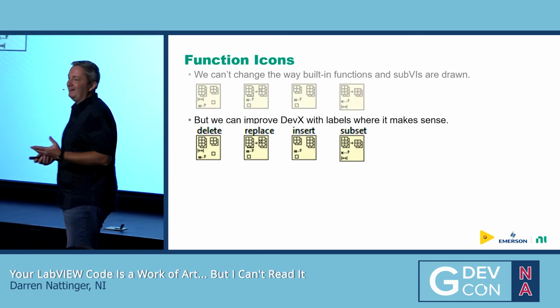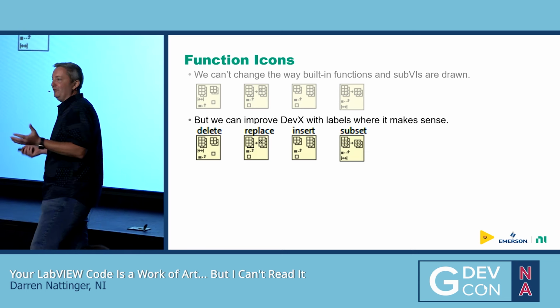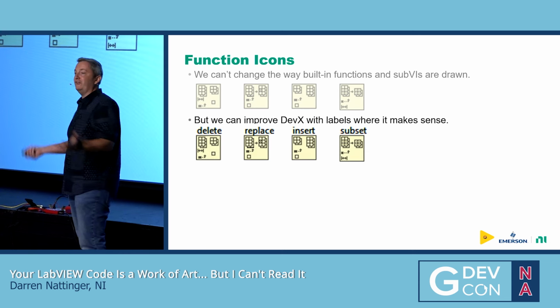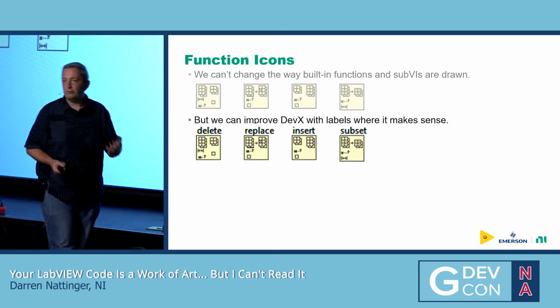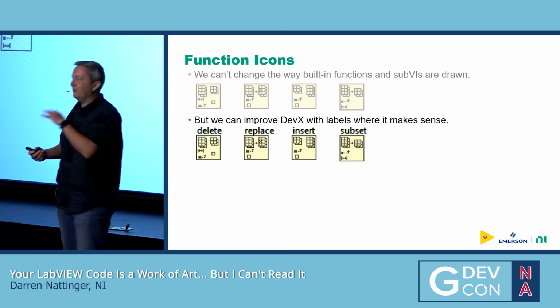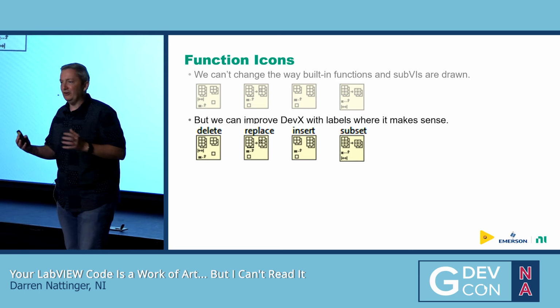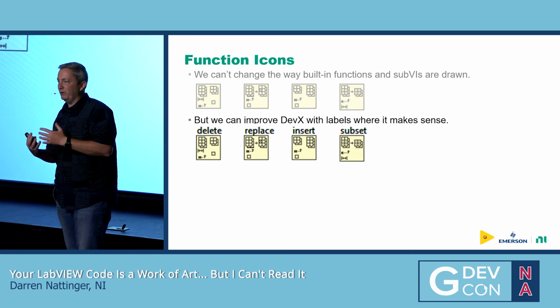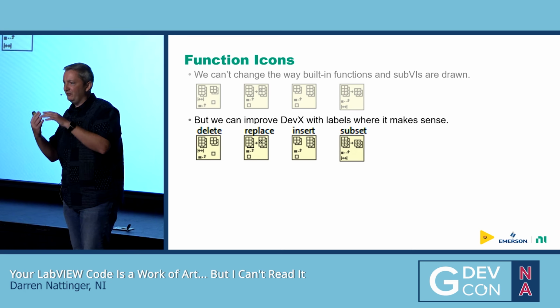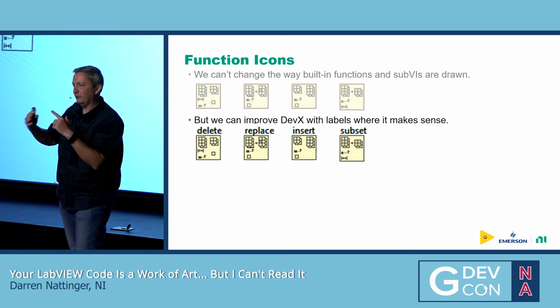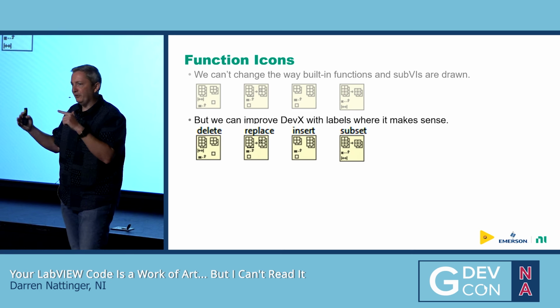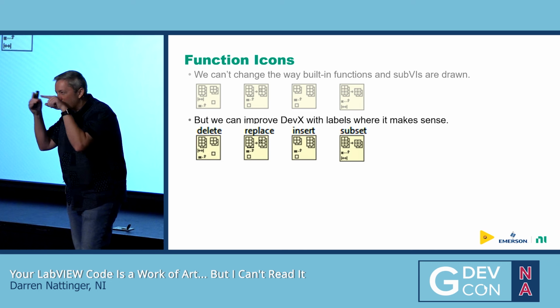So yeah, we can't change the way built-in functions in LabVIEW are drawn. I'm not suggesting that we should. But there are a lot of times for readability purposes where some of these APIs have a lot of icons that look similar. I also think about some of the more advanced functions like in the notifier API. There's like, you know, you stick a thing on the front of the queue, pull a thing out of the back of the queue. You gotta kind of study it and see which way the arrows are going.